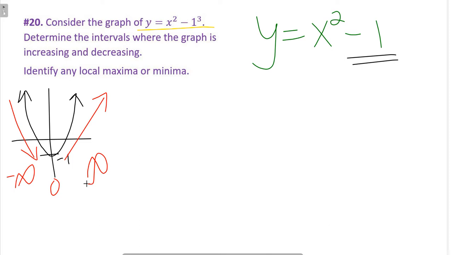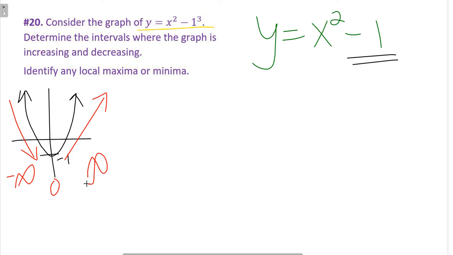But because most functions we get in calculus won't be this nice, we need to know how to do this using algebra and our first derivatives. And when I say using algebra, I mean algebraically. So what does the first derivative tell us? Well, let's talk about it.